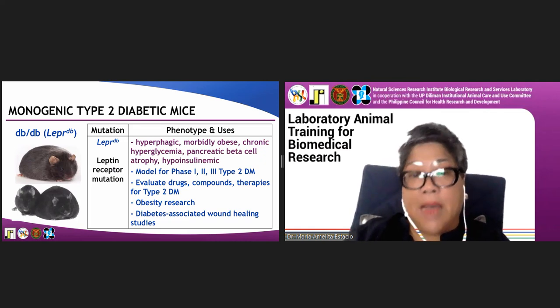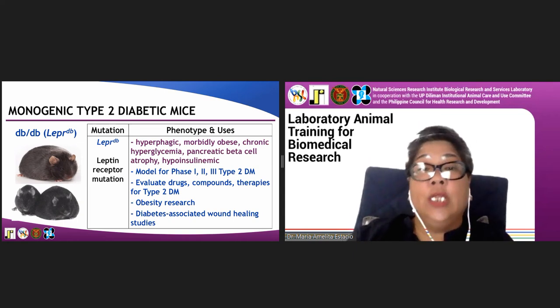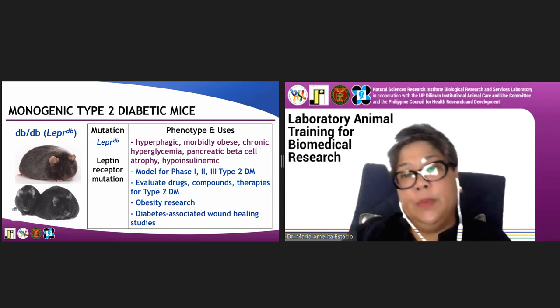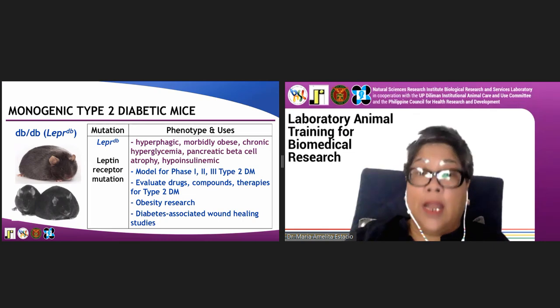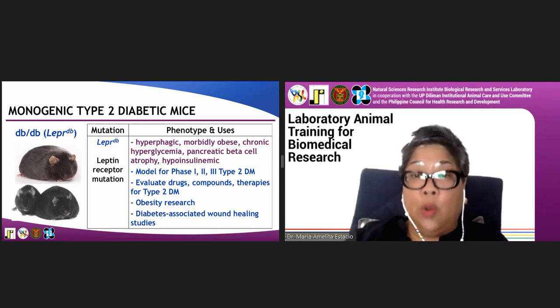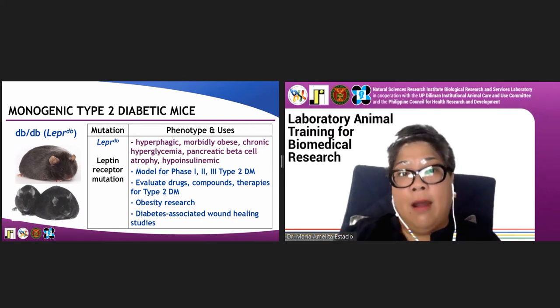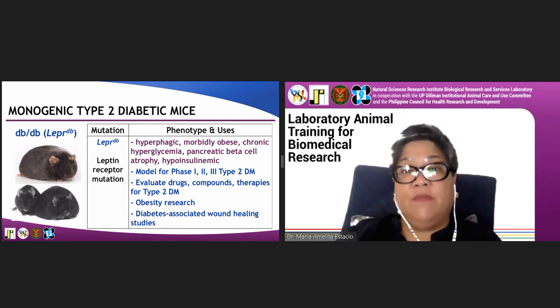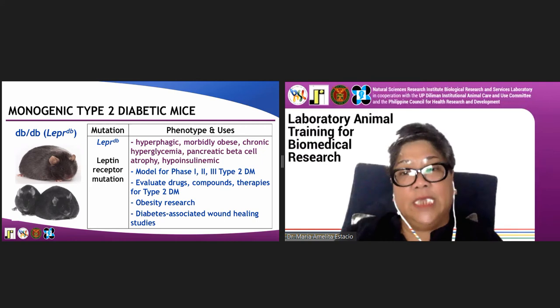DB mice. The mutation of this mouse is on the leptin receptor. The leptin receptors, in terms of their target sites in order to control feed intake, would be the neurons in the hypothalamus. So they have receptors on specific neurons in the hypothalamus, specifically the feeding center and the satiety center in the hypothalamus in the brain.